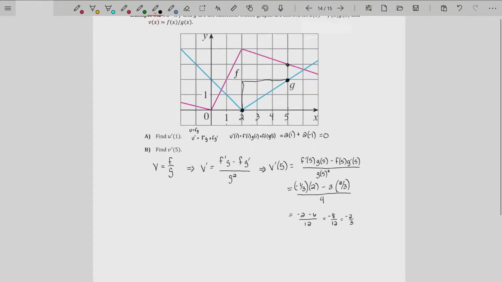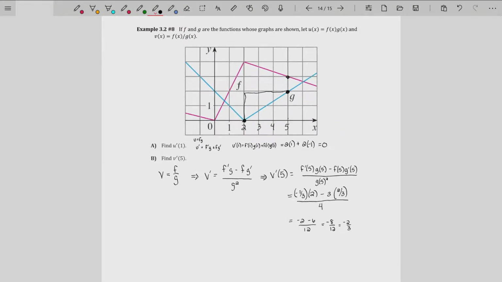So again, I just picked on that as a synthesis problem because you're using your old school algebra skills and graphing skills for function evaluation here. So it's always nice to see problems like that mixed in.